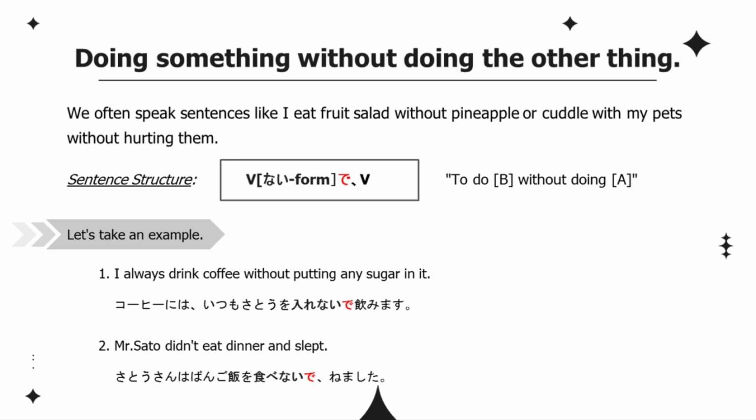Formation: to do B without doing A. V, nai form, de, V. Let's take an example. I always drink coffee without putting any sugar in it.